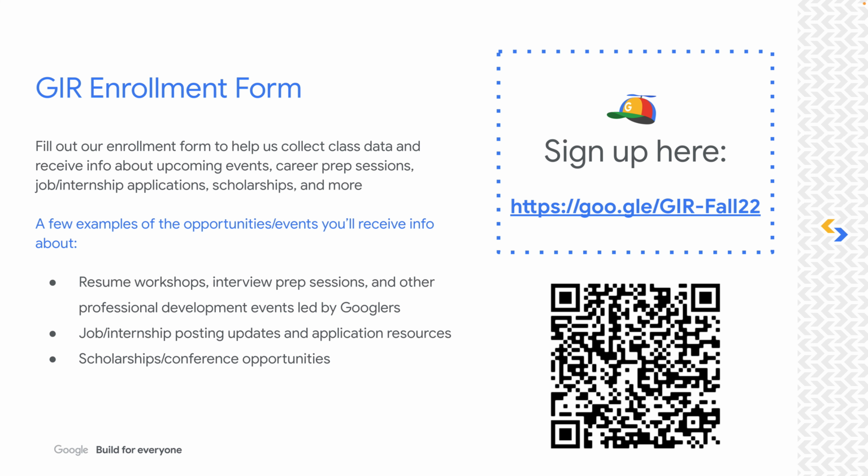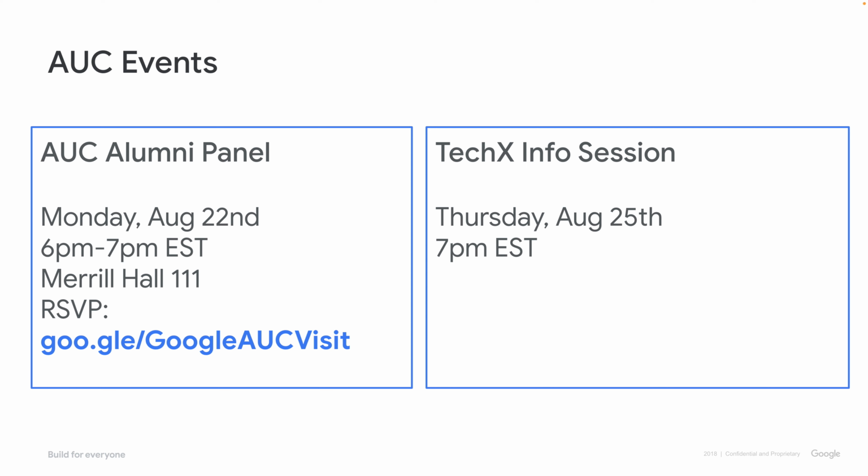But I want to get to tonight. So tonight at Merrill Hall, we have an AUC alumni panel, 6 p.m. Eastern Standard Time. We'll have some food. We'll have some Google swag there. We'll have 3 alumni, 2 from Morehouse, 1 from Spelman. They're going to talk a little bit about their experience as a student, why they chose CS, how they decided to pursue their internship or professional experiences, what makes them successful now as a programmer, and their number 1 advice to AUC computer science students.